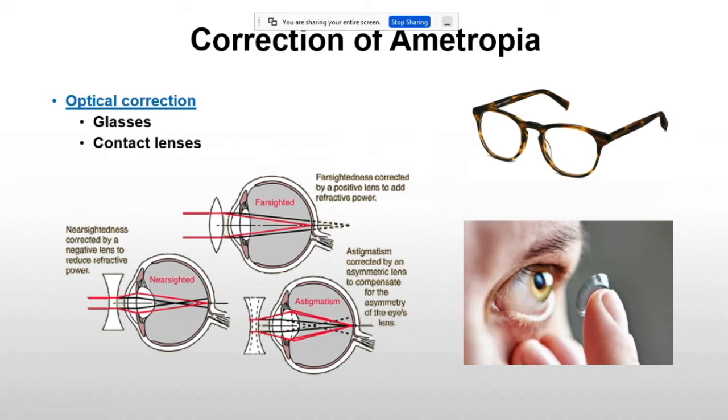So correction of ametropia can be optical, with glasses and contact lenses, and we already mentioned what type of glasses we use to correct hyperopia and myopia. And how do we correct astigmatism? Using a spherical lens to make one of the meridians emmetropic, and then a cylindrical lens to further correct the other meridian, placing the axis of the cylinder perpendicular to the meridian we want to correct. And we also can correct ametropia with contact lenses.